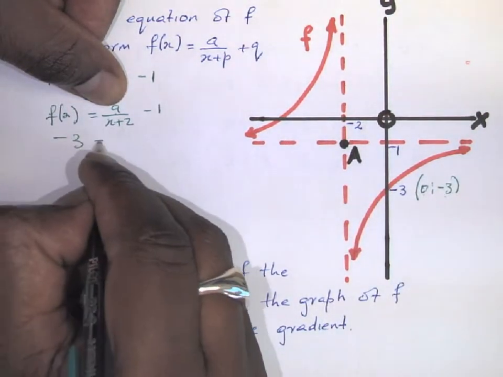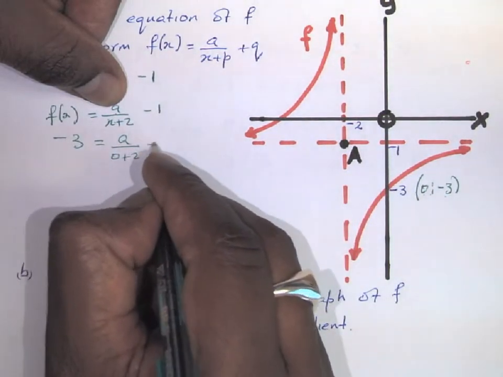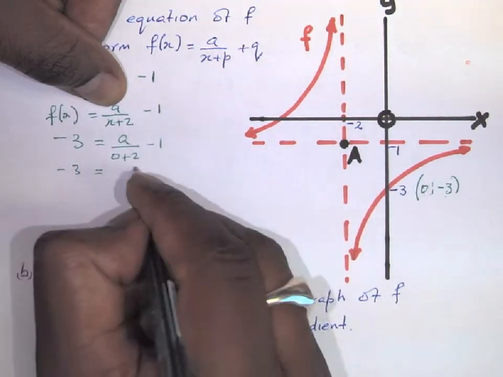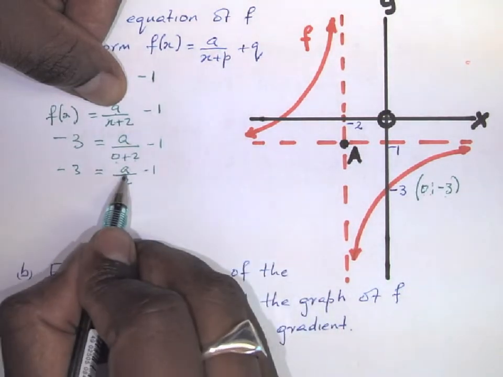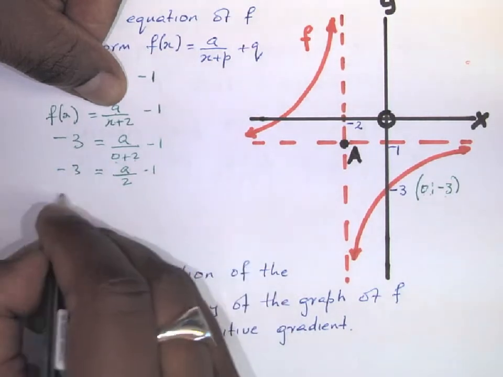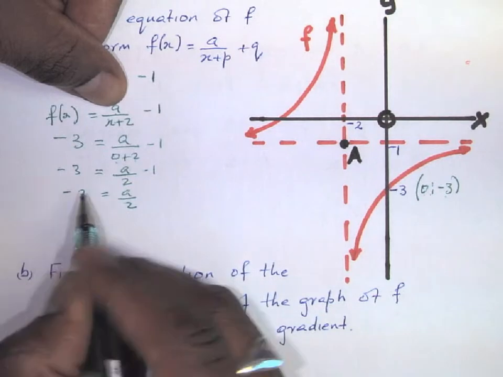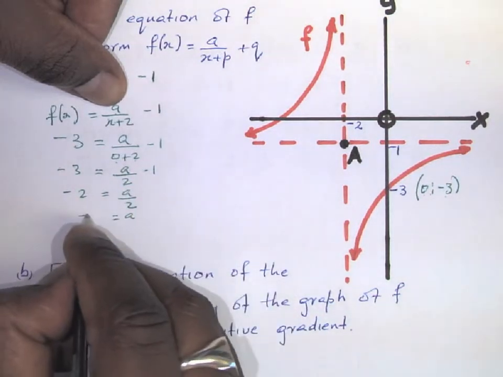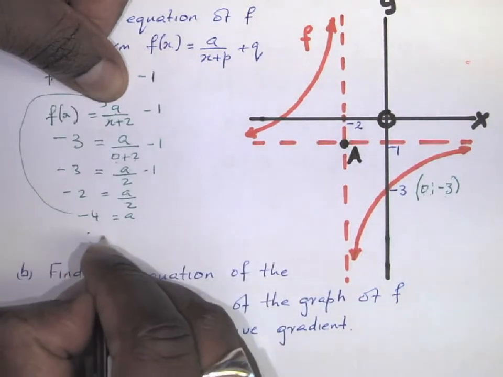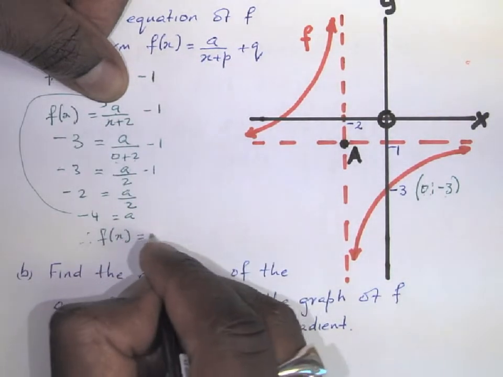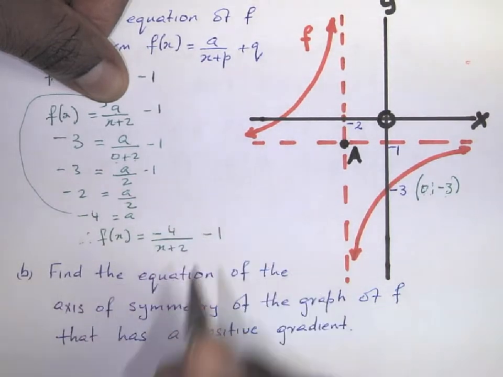So -3 is equal to a over 0 plus 2, minus 1. So -3 is equal to a over 2, because 0 plus 2 is 2, then -1. I'm solving for a. I take -1 across, so it becomes -2 is equal to a over 2. Cross multiply, I get a equals -4. Now I know a is -4, I can plug it back there. So therefore, f of x is equal to -4 over x plus 2, minus 1.